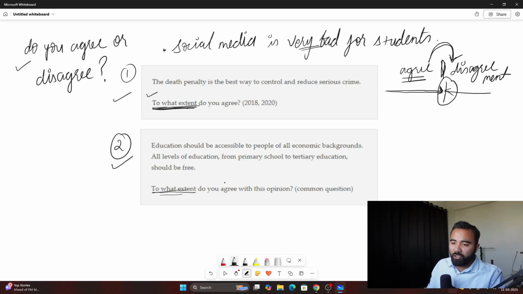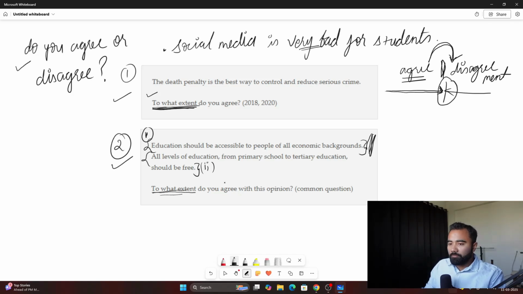But the question over here in itself gives you two points. This is opinion number one: education should be accessible to people of all economic backgrounds. Then there is a transition to another point of view. This is the second point of view: all levels of education from primary school to tertiary education should be free. So these are two points of view, and this is the transition.